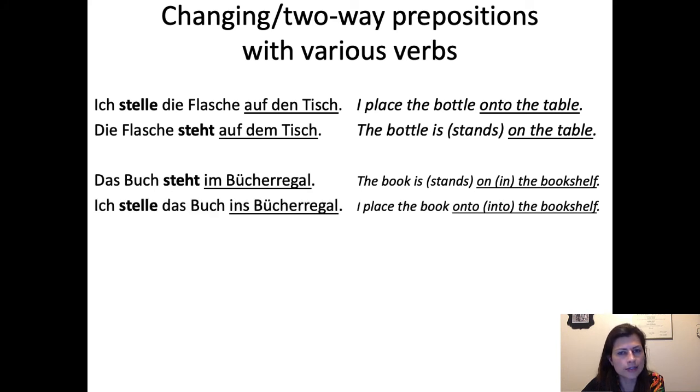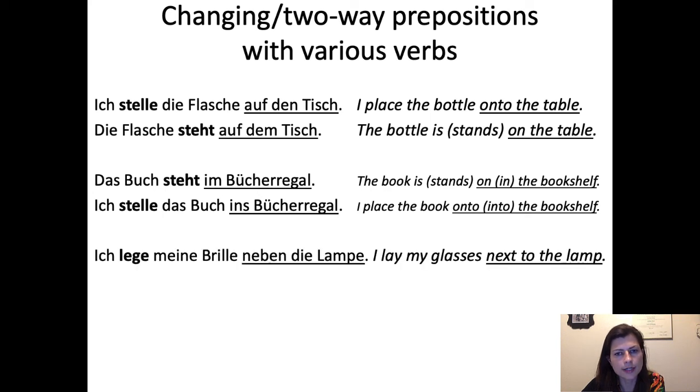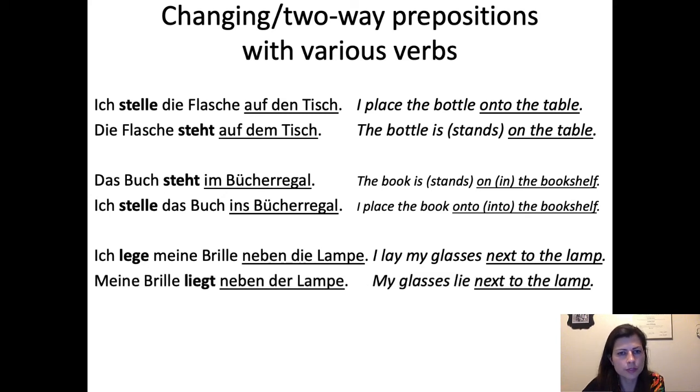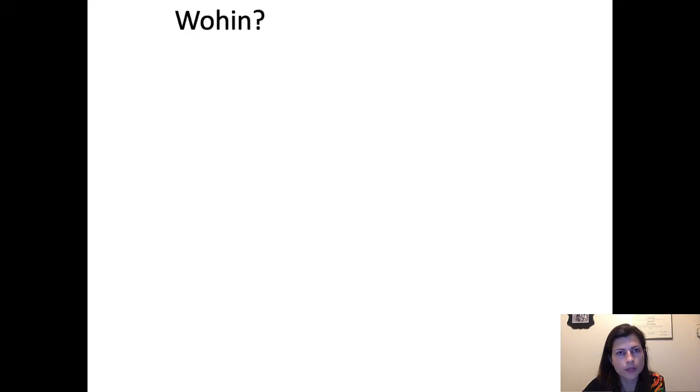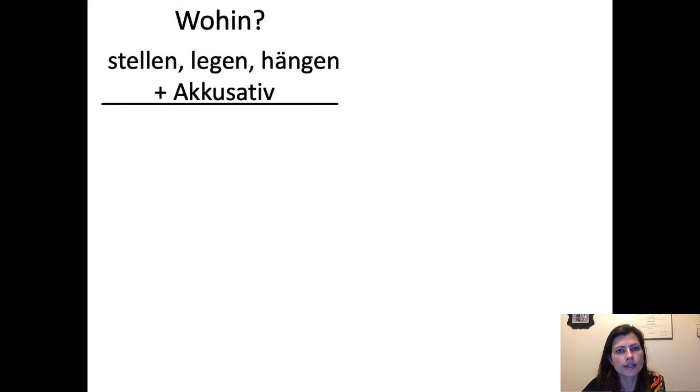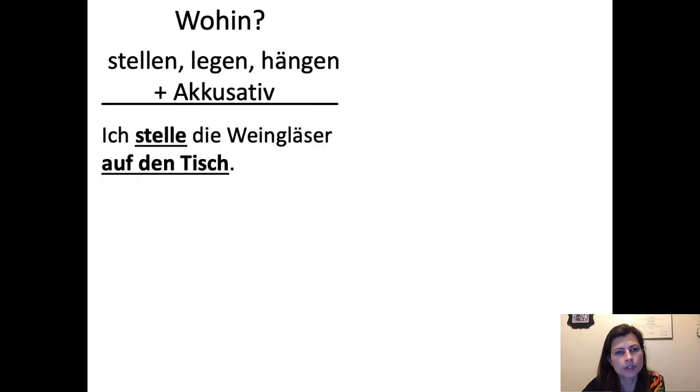It stands. You see how it's in dem, it's in the dative. Versus stellen, to place, implies movement. Ich stelle das Buch ins Bücherregal. That implies movement, so it is then the accusative. Ich lege meine Brille neben die Lampe. Legen means to place, but in a horizontal position, so that implies movement. But then meine Brille liegt neben der Lampe. Liegen is to lie there in a horizontal position. So wohin means where to. Stellen, legen, hängen, where to, plus accusative with movement.